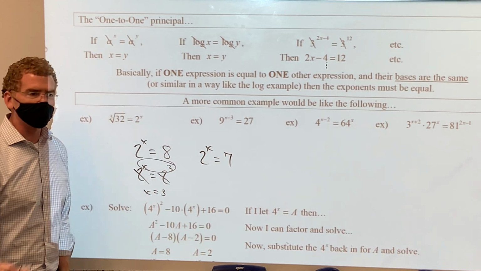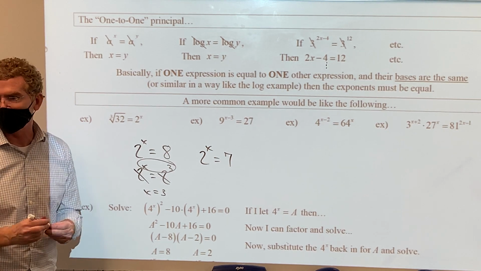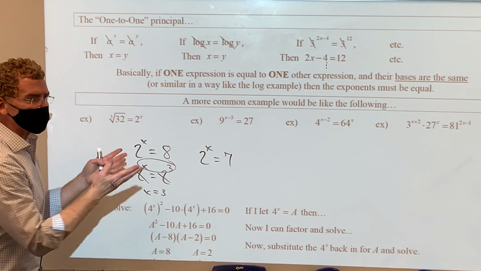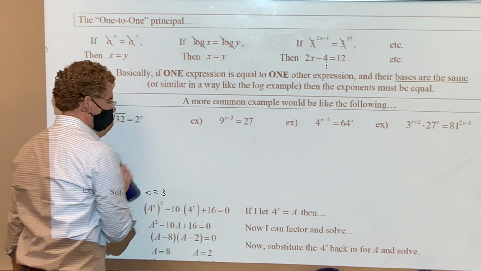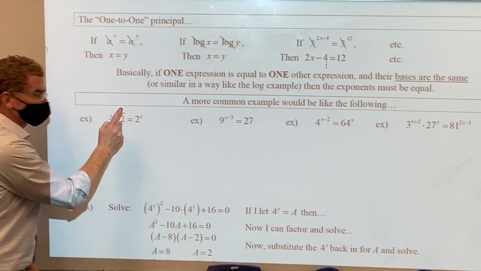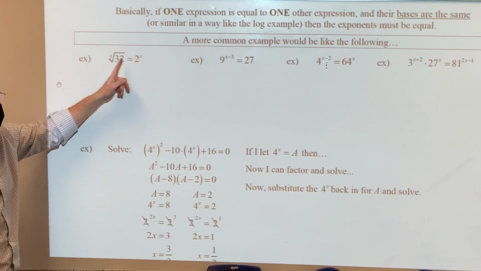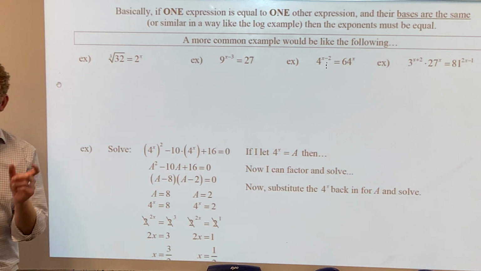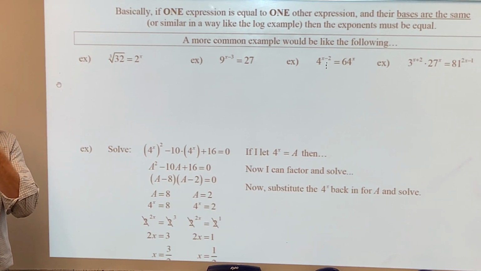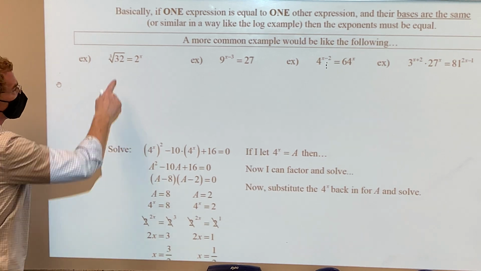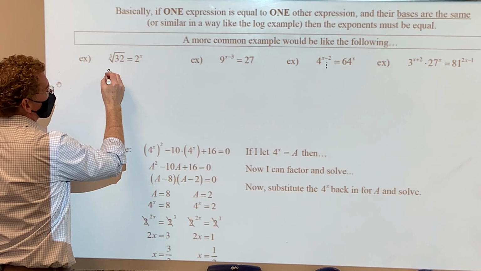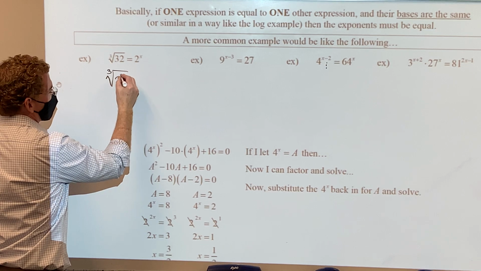No. That's where a logarithm would come in. We'll talk about that later. But if you can make them the same, then I can use the principle. So look at this first example. Can you think of a way to make these 2 things have the same base? Okay, so I'm going to start with the 32. That 32 is a 2 to the 5th, right?